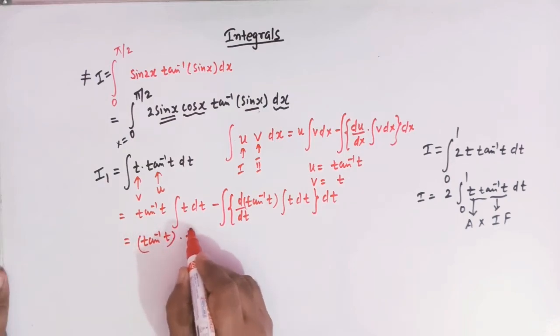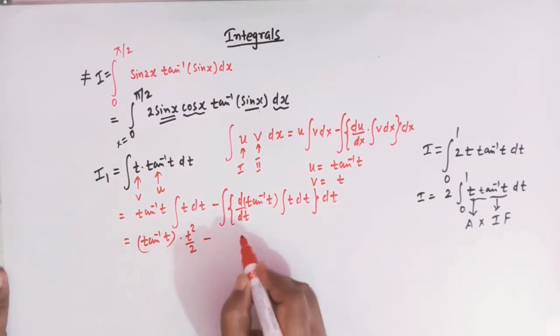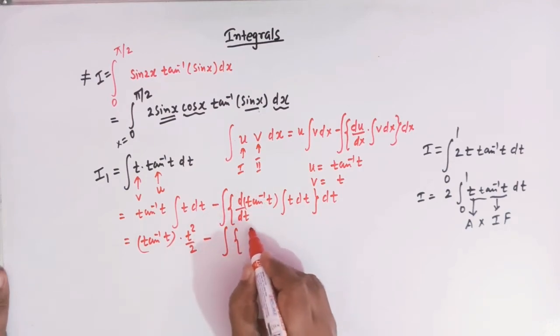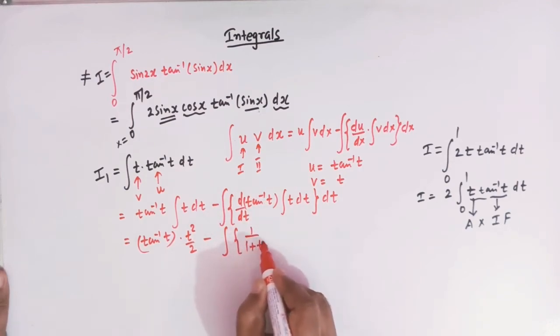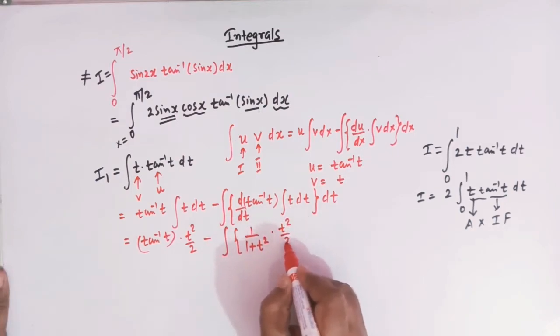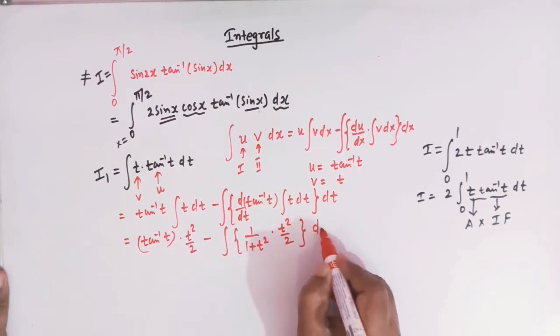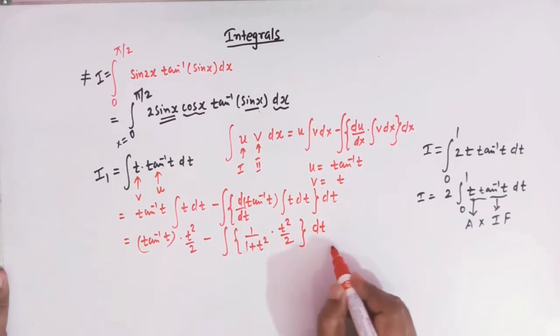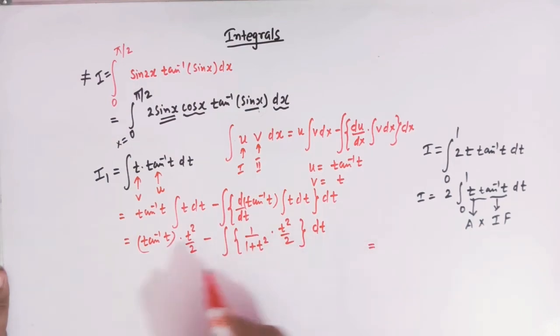Now here the integral of t is t square over 2, so we can write tan inverse t times t square over 2, minus the integral. The derivative of tan inverse t is 1 over 1 plus t square, and the integral of t is t square over 2, and this whole term is integrated with respect to t, right? So now let us simplify it.